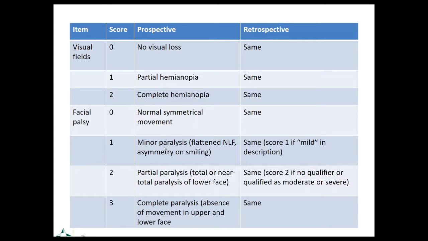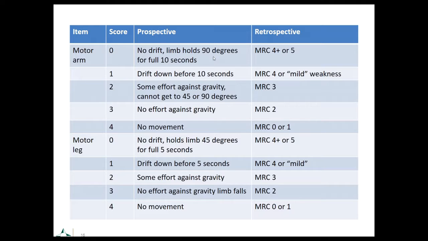In the motor for both arms, left and right, basically we're using the motor score that's documented in the neuro exam, which goes from 0 to 5. 5 is normal strength. 4+ is nearly normal strength, and so this would be scored as 0 because the assumption is that with 4+ strength, the patient would be able to hold the arm up for 10 seconds without it drifting. And then if there's mild weakness, such as a score of 4 out of 5 on the strength scale, then that would be considered a 1, and the assumption is that it would be drifting down. And then if there is some effort against gravity but cannot get it to 45 or 90 degrees, that is equivalent to a motor score of 3 out of 5.